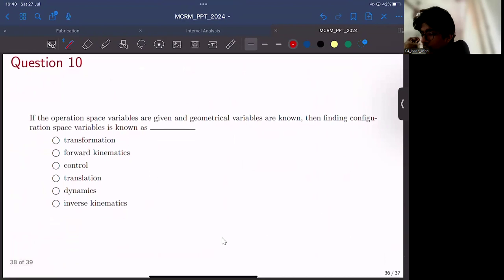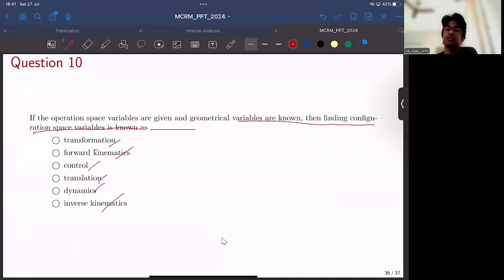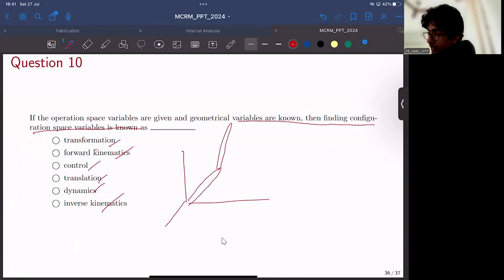Okay, yeah. Moving on to the final question, question 10. If the operational space variables are given and the geometric variables are known, then finding the configuration space variable is known as: is it transformation, forward kinematics, control translation dynamics, or inverse kinematics? Like we have already covered this during the definition of forward and inverse kinematics. So in the context of a 2R manipulator, we have the two joint variables, theta1 and theta2. We call them joint variables.